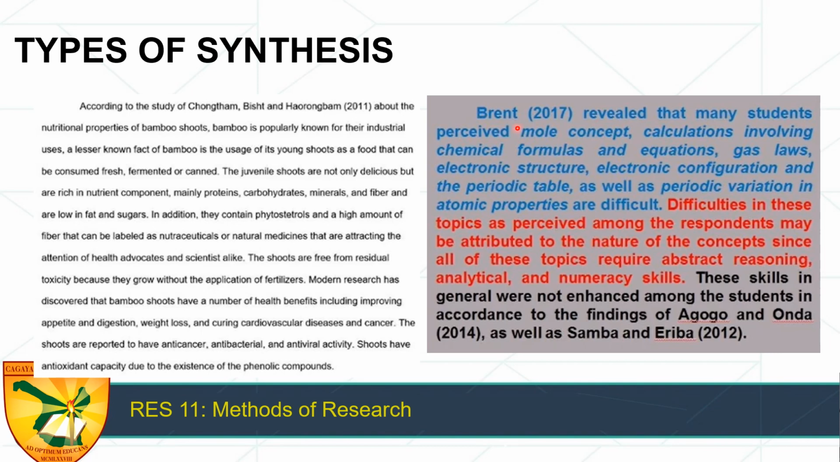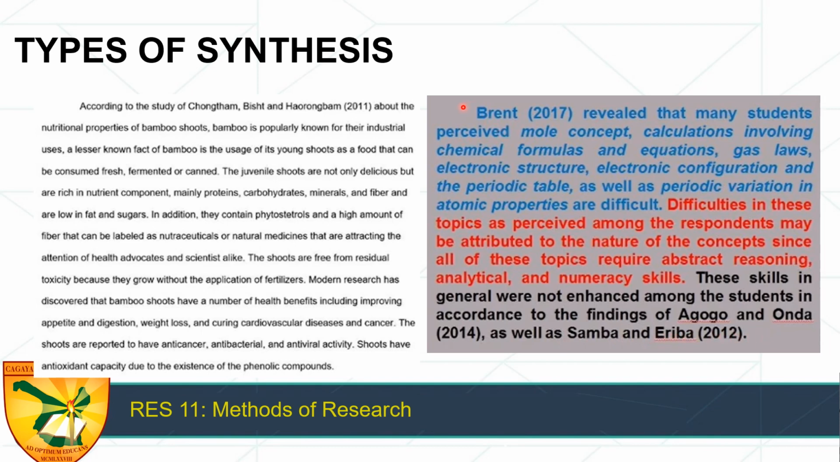For example, here, Brent in 2017 revealed that many students perceived mole concept calculations involving chemical formulas and equations, gas laws, electronic structure, electronic configuration, and the periodic table, as well as periodic variation in atomic properties, as difficult. Difficulties in these topics, as perceived among the respondents, may be attributed to the nature of the concepts, since all of these topics require abstract reasoning, analytical, and numeracy skills. These skills in general were not enhanced among the students, in accordance with the findings of Agogo and Onda in 2014, as well as Samba and Eriba in 2012.